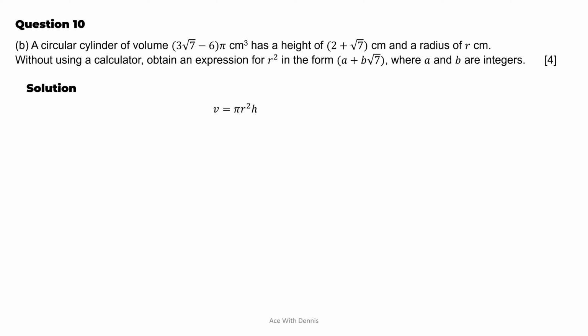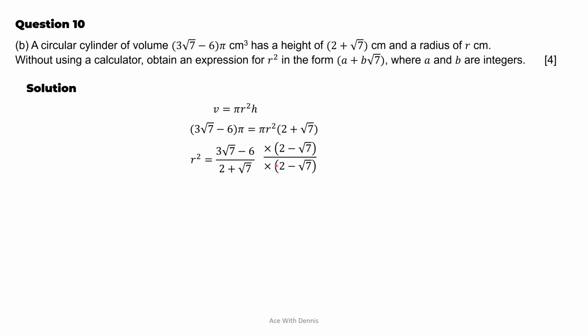Here's a solution. The standard formula of volume for a cylinder will be V equals to πr²h. So given that the volume is (3√7 − 6) times π, and the height is given 2 plus √7, just substitute into this equation, that equals to πr²(2 + √7). Now we make r² the subject, which we get (3√7 − 6) over (2 + √7).